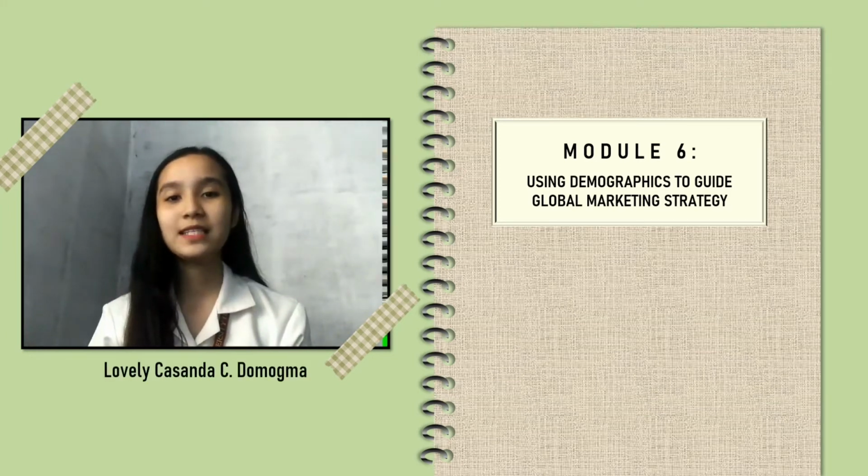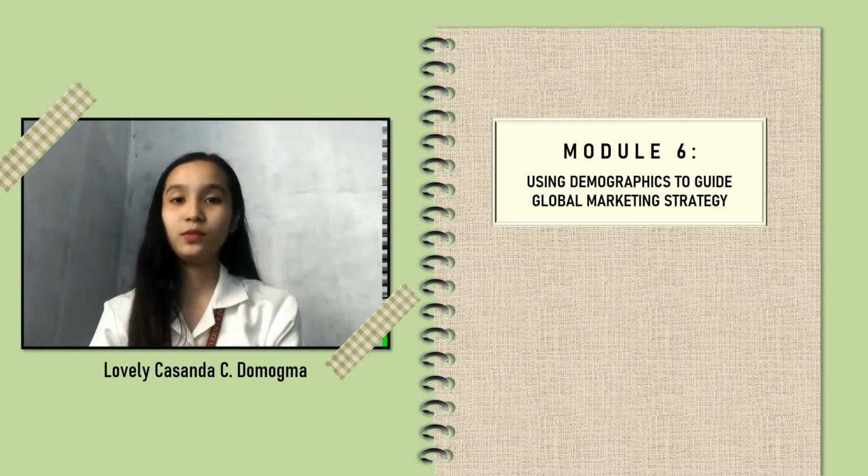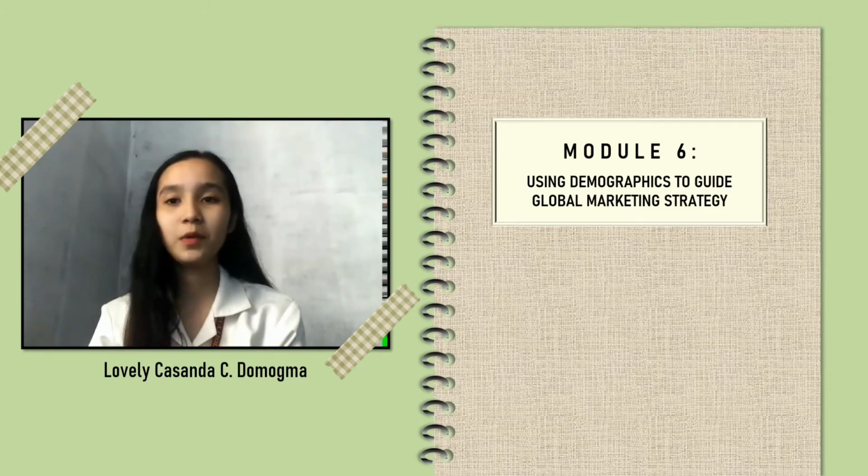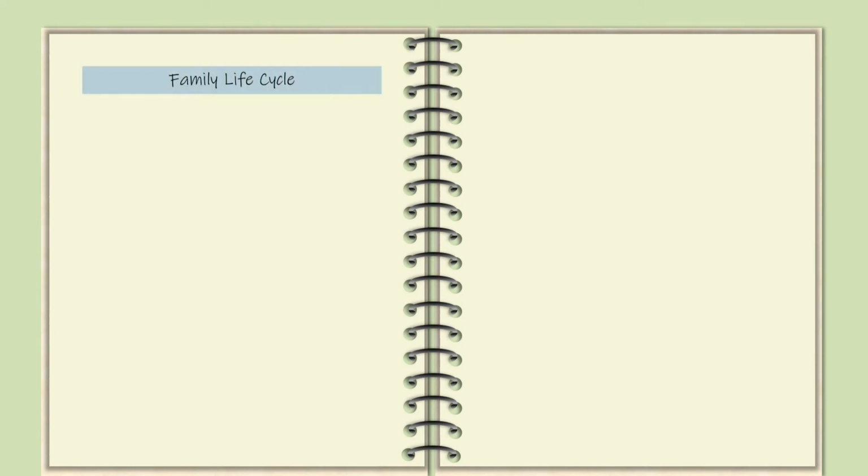Hello everyone, I am Lovely Cassandra Domogma from Group 6 and I will be discussing to you the family life cycle and the social class, which are both part of the composition of demography. Family life cycle refers to the stages of life through which a family goes through, or the predictable steps and patterns a family experiences over time. It emphasizes the effects of marriage, divorce, birth, and deaths of families, as well as changes in income, expenses, and assets. Family life cycle is expressed as four major stages. These are the bachelor, married with no children, full nest, and the empty nest.